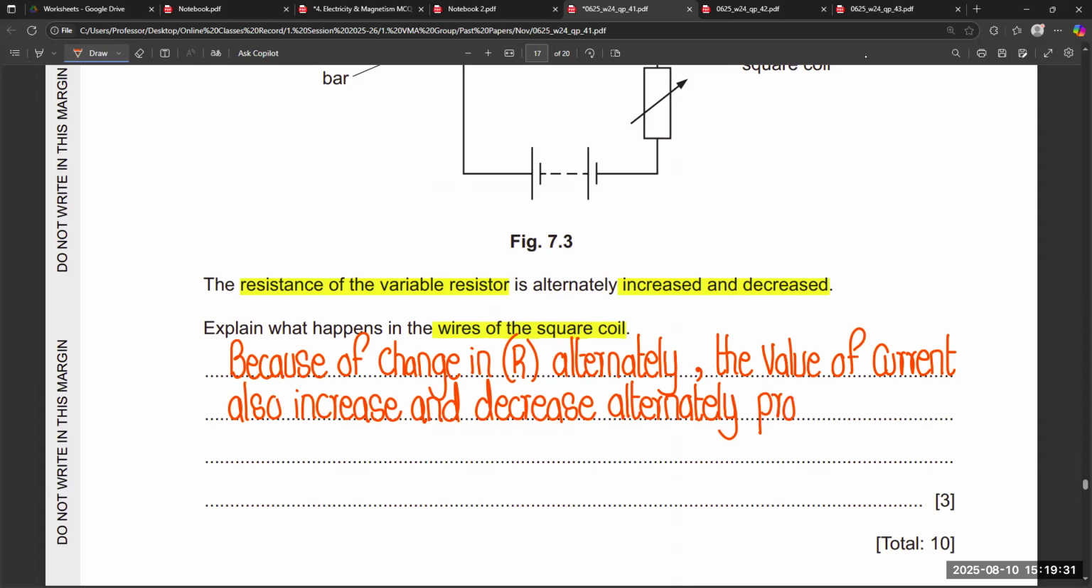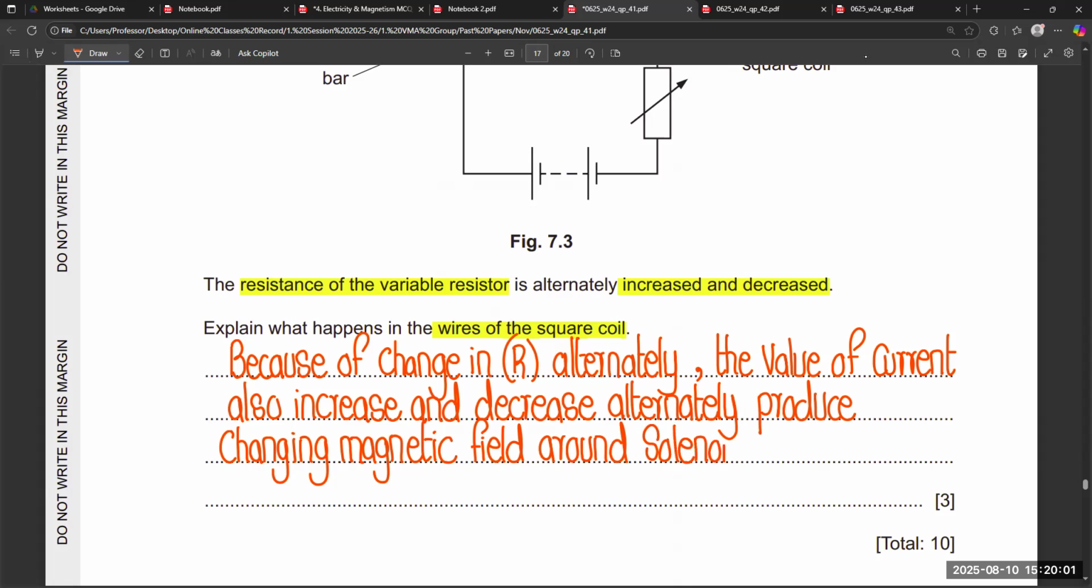it produces a changing magnetic field around the solenoid and it cuts the square coil also.